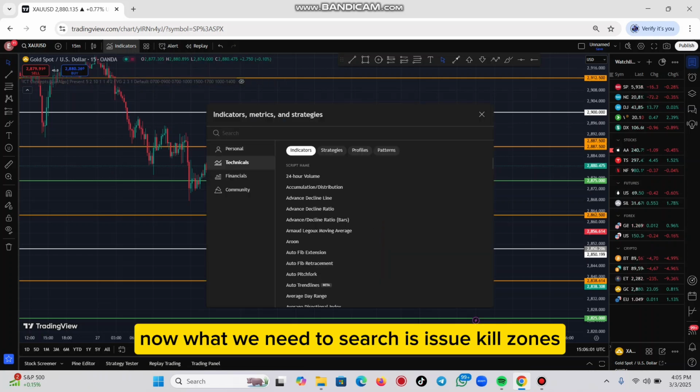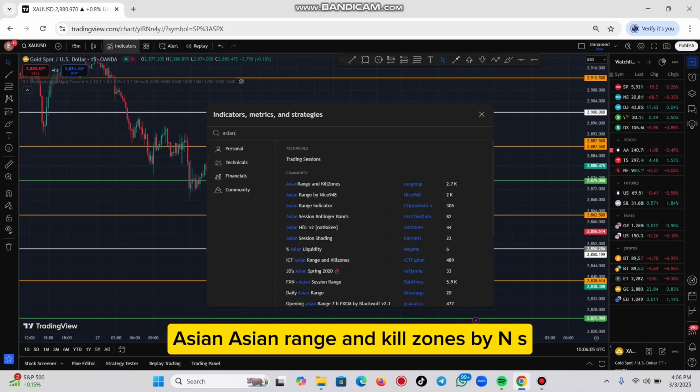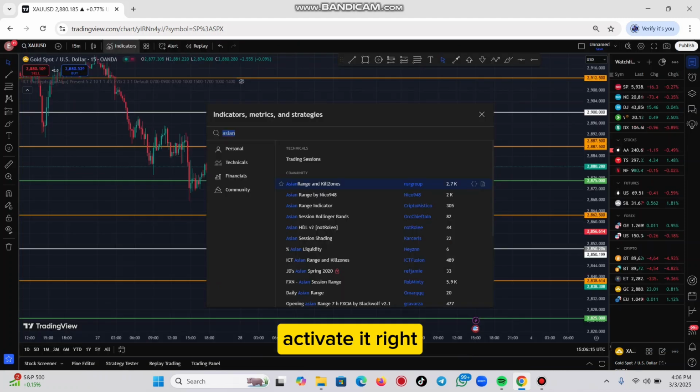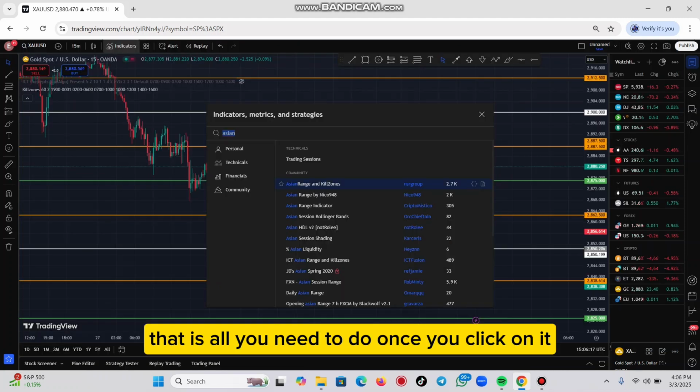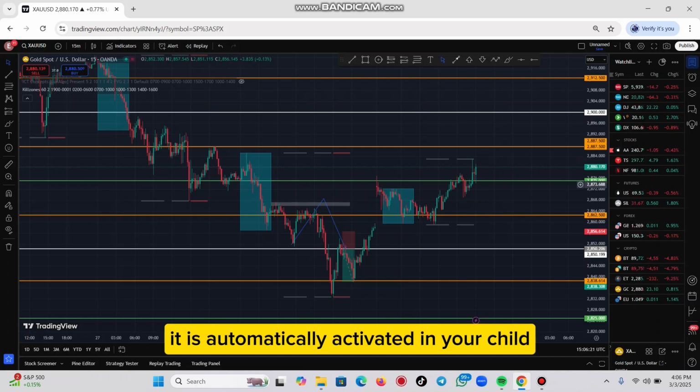Now what we need to search is Asian Killzones, Asian Range and Kill Zones by NSR Group. Once you find this, all you need to do is just click it and activate it. That is all you need to do. Once you click on it, it is automatically activated on your chart.